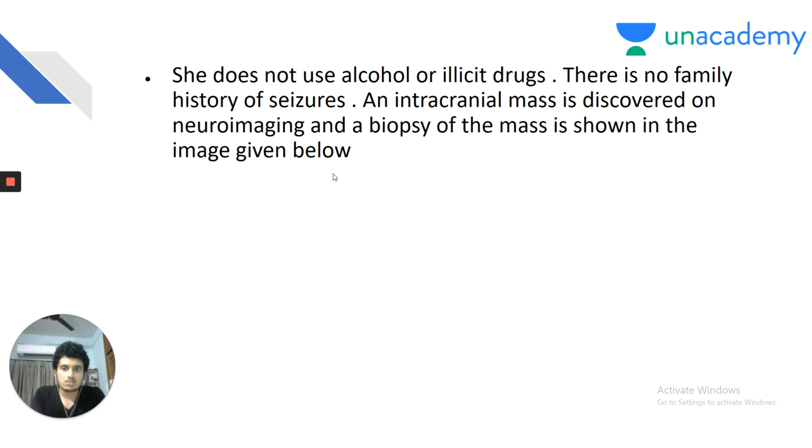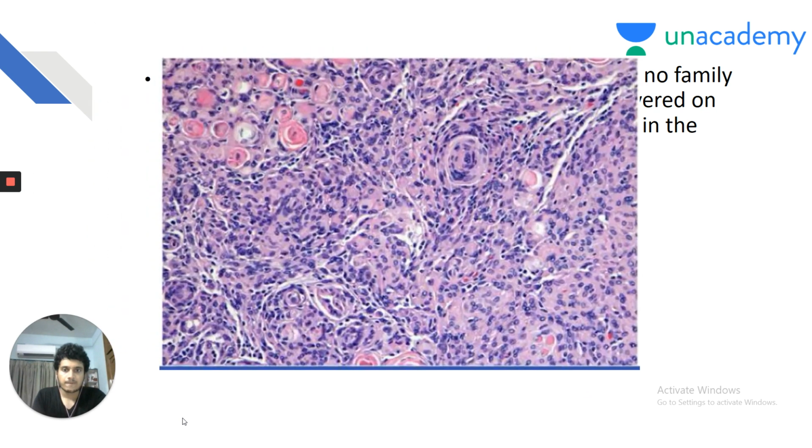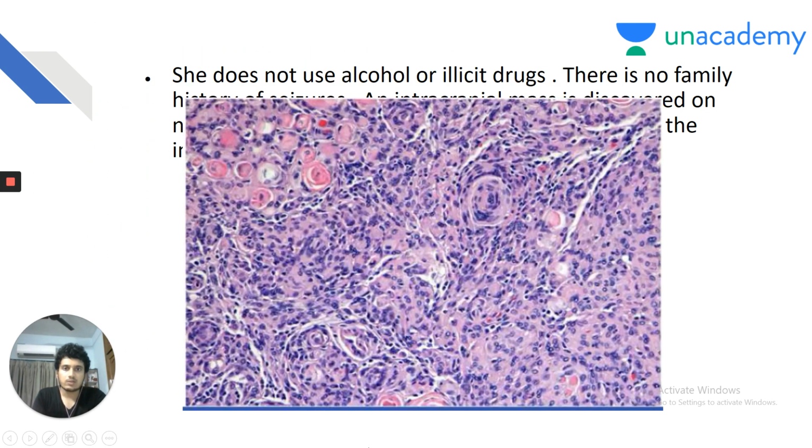An intracranial mass is discovered on neuroimaging, and biopsy of the mass is shown in the image below. Again, my dear friend, he is not giving the radiological image, he is giving the pathological image. So, a correlation between pathology and radiology in medicine is a must. A neuropathological correlation will only yield a diagnosis in this case. So, classically, what do you find in this patient? Again, my dear friend, don't get baffled by seeing the image.